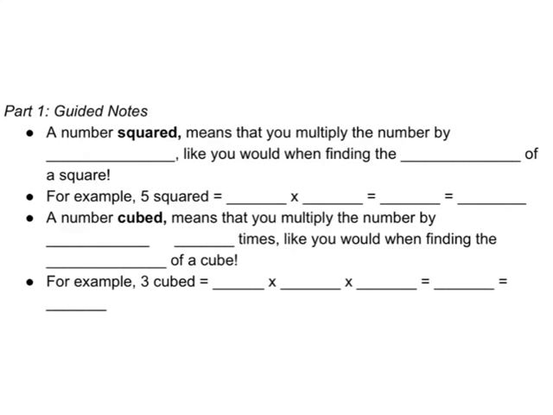We're going to be going over the same guided notes as yesterday to start. So a number squared means that you multiply the number by, what goes in that blank? Right, itself. Like you would when finding the blank of a square. What goes in the second blank? When do you multiply a number by itself? Right, when you're finding the area of a square.